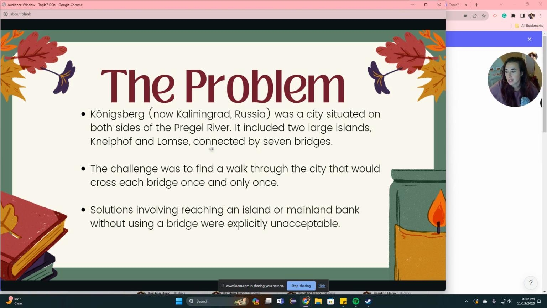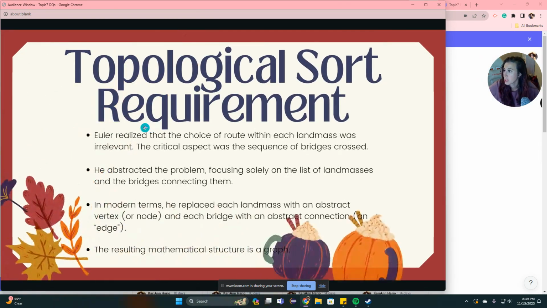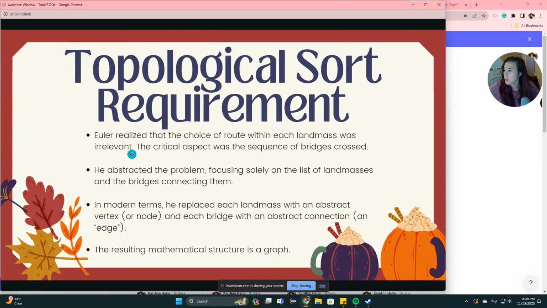Solutions involving reaching an island or a mainland bank without using a bridge were explicitly unacceptable. So you can't take a boat and you can't jump. You're not a superhero. So Euler, the guy who was trying to solve this problem, realized that the choice of route within each landmass was irrelevant. The critical aspect was the sequence of bridges crossed.